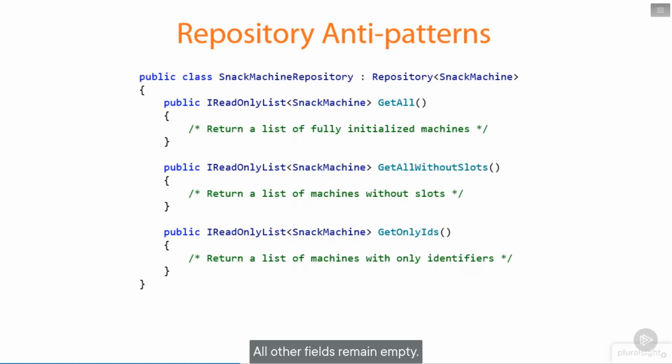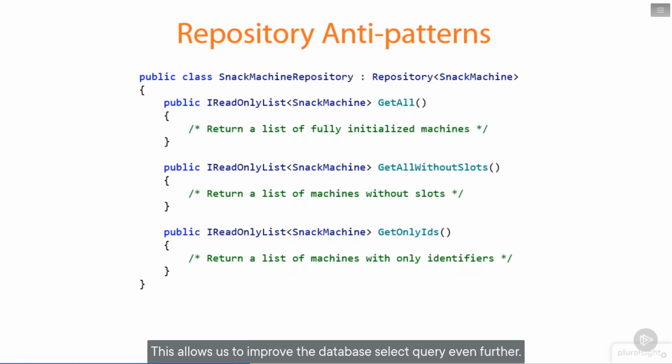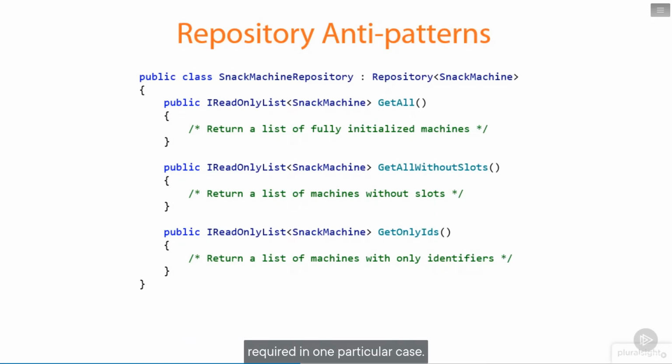All other fields remain empty. This allows us to improve the database select query even further. This technique leaves us with three methods. Each of them is perfectly justified from the performance point of view, because each of them returns only the data that is required in one particular case.